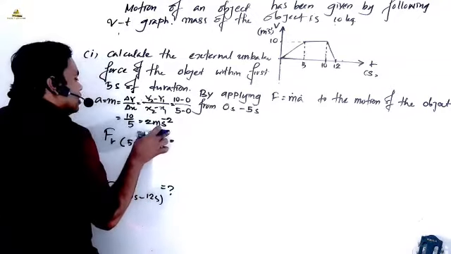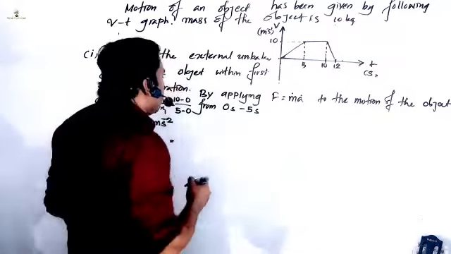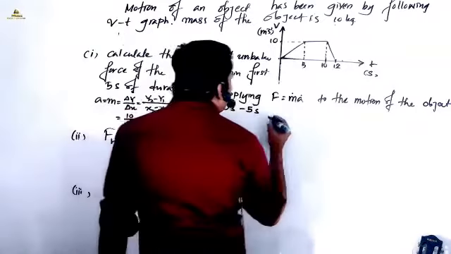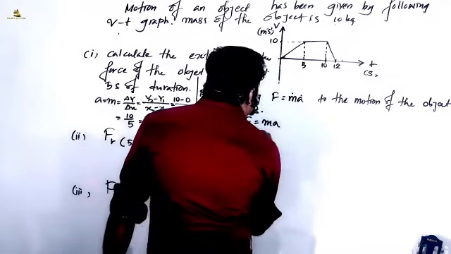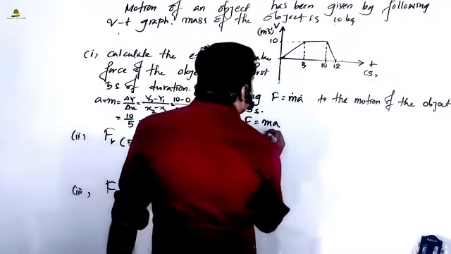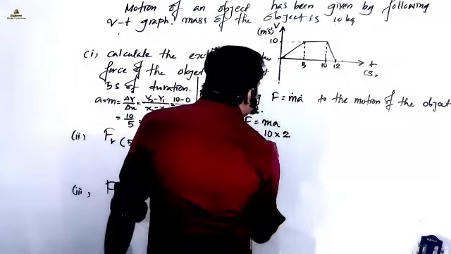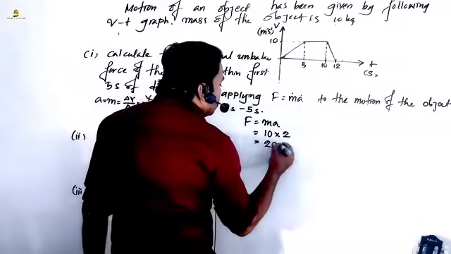Now you know the acceleration in the first 5 seconds of duration. Therefore, you can substitute that in this F equals ma. Okay, F equals ma. M is 10, acceleration is 2. You can see that external unbalanced force is 20 newtons.